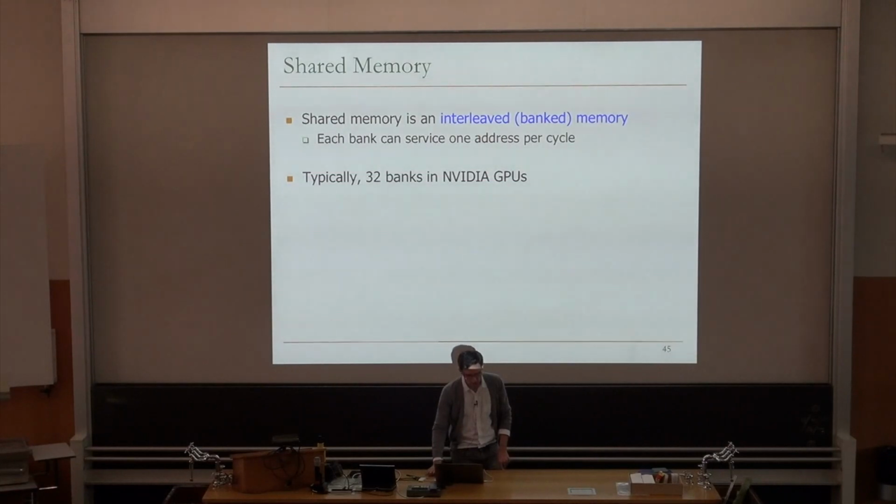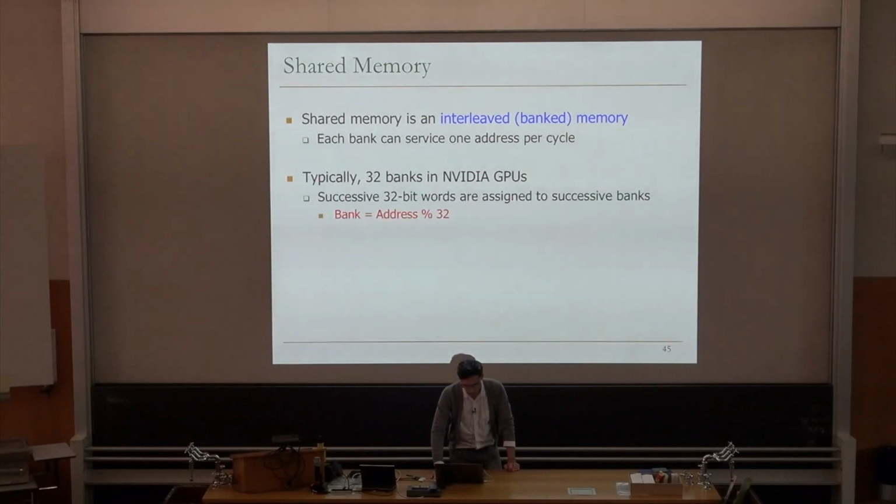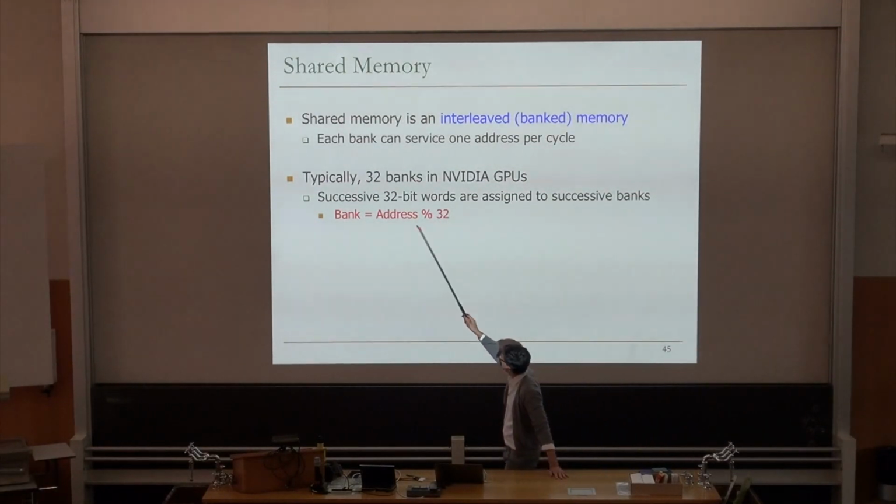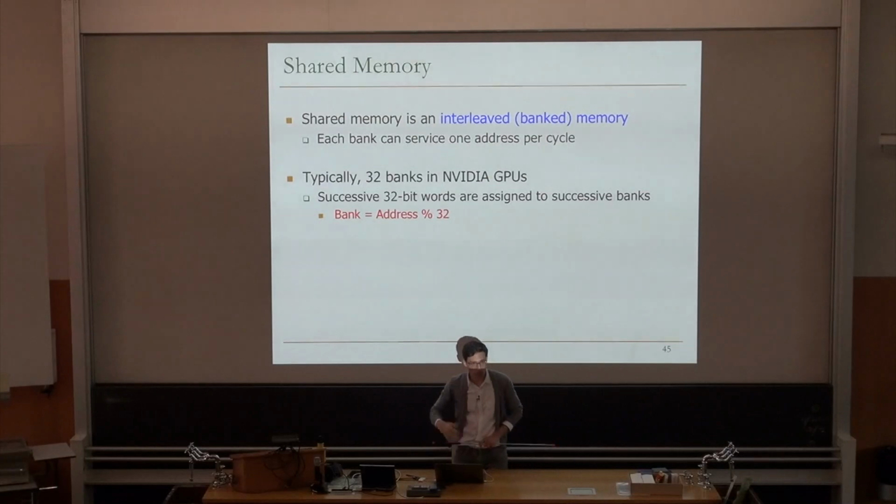Each bank can service one address per cycle, and we can be accessing several or all the banks in parallel at the same time. In current NVIDIA GPU architectures, we have 32 banks, and the way that addresses are mapped into these banks, as you could guess, same as we saw for vector processors, is using this modulo operation so that consecutive addresses are stored in consecutive banks.